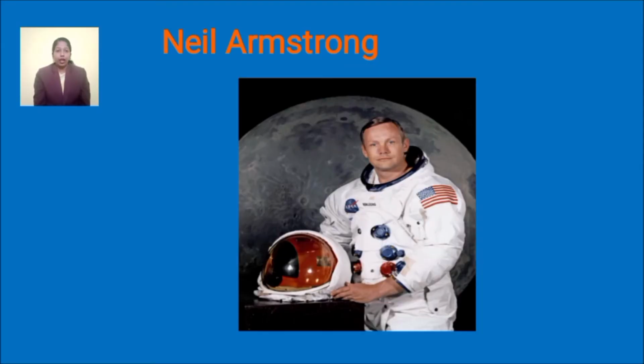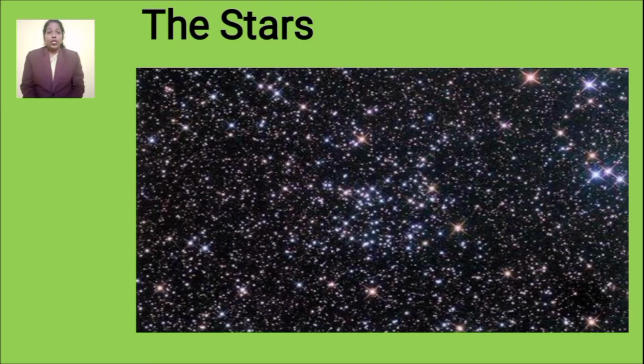Children, can you tell me who was the first man to land on the moon? The first man to land on the moon on 20th July 1969 was an American named Neil Armstrong. So now let's study our next topic, the stars. So tell me, have you been to your roof or terrace?